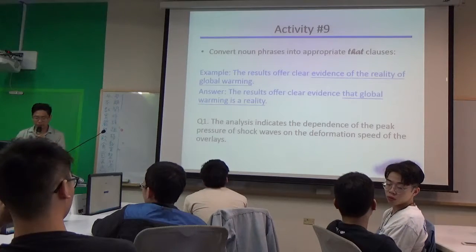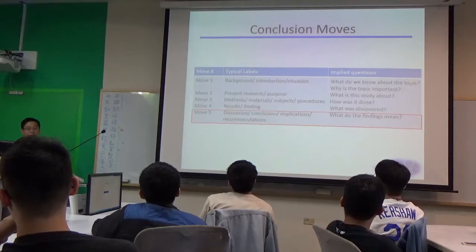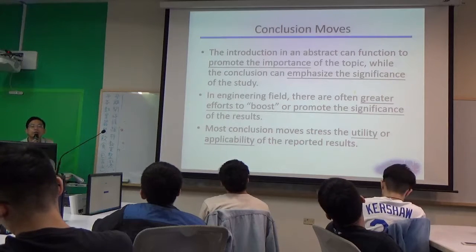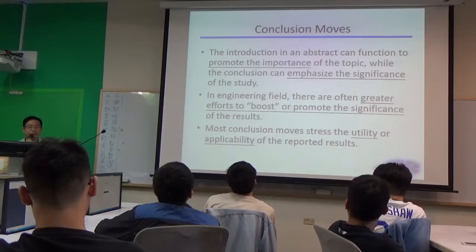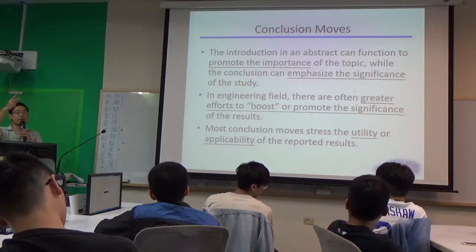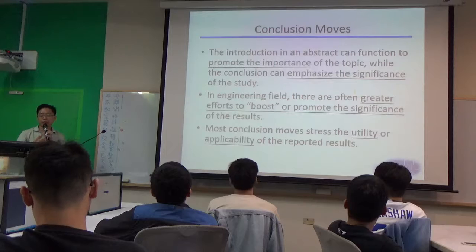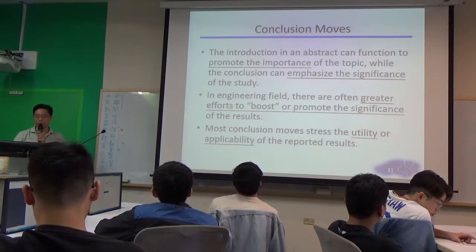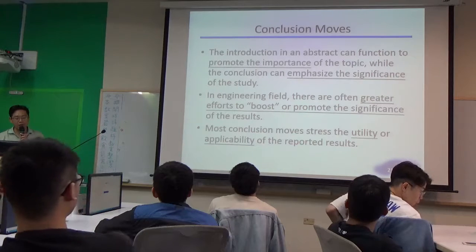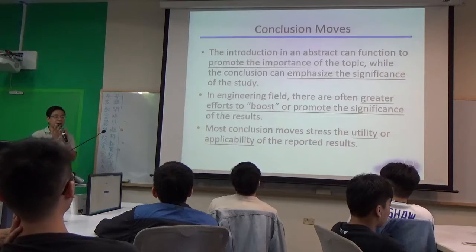Okay, so transfer to that cross. For the last part, move number 5, discussion and conclusion. The introduction in the object can function to promote the importance of the topic. The purpose of move number 1 and move number 2 is to talk about the importance of the topic. This topic is important. But the conclusion can emphasize the significance of the study. Move number 5 is to emphasize this study is important.